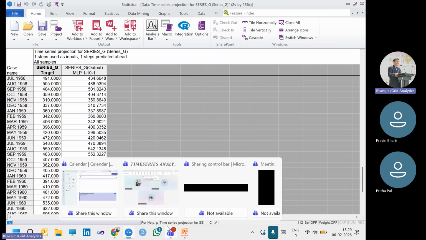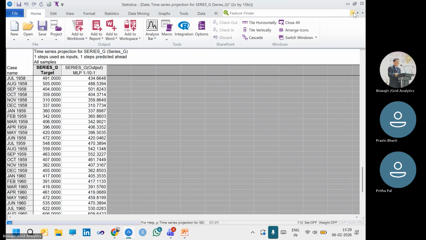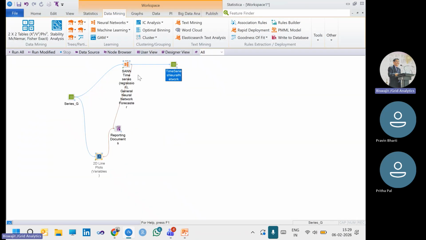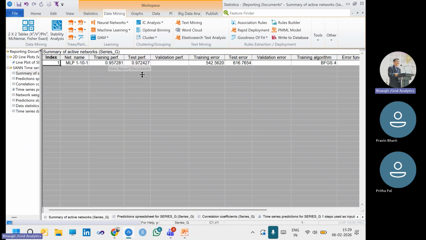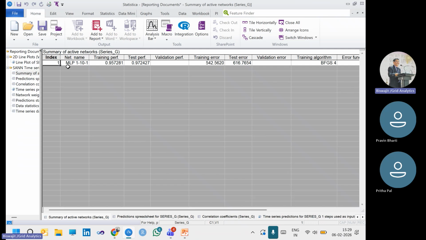If I want to view the accuracy of the prediction, in order to get a sense of it, I can go here and review the documents. MLP has worked well with one input. The one defines one input. There are 10 hidden units in between in order to minimize the error, and one output, the prediction. My training performance is 95%, right? My testing performance is 97%.